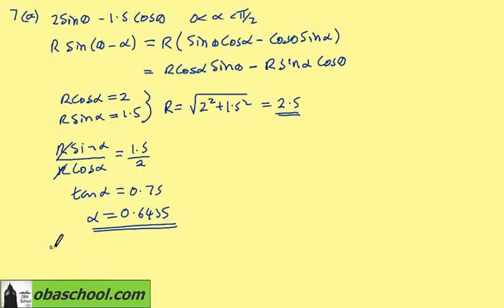So finally we have that 2 sine theta minus 1.5 cos theta can be expressed as 2.5 sine theta minus 0.6435 radians.